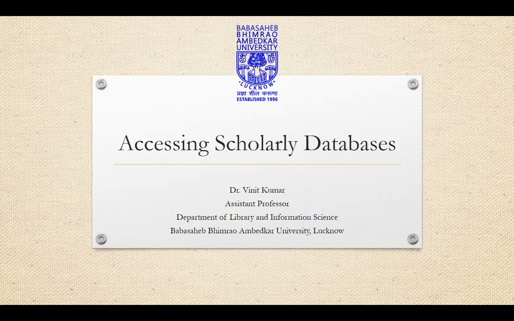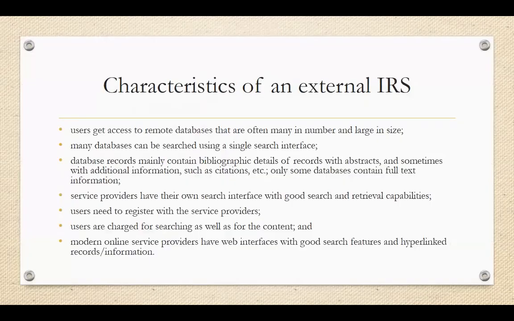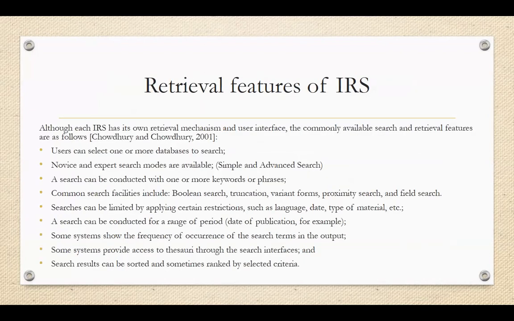Moving ahead, in the previous classes we also discussed the characteristics of external information retrieval systems, what different characteristics they have, and some of the retrieval features of the basic information retrieval systems, and we'll discuss these features again a little bit. Usually, in any information retrieval system, most of them will have more than one database. So the first option is that the user has to select a database, the one he or she wants to search.